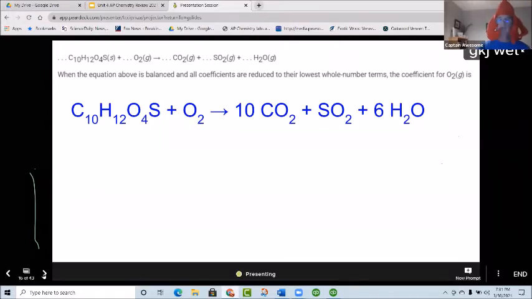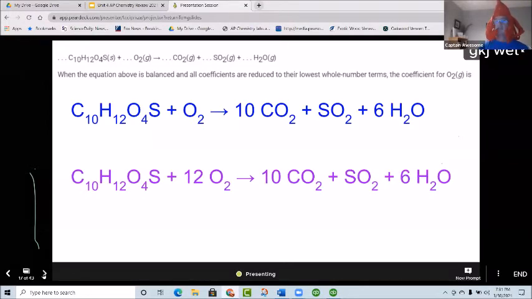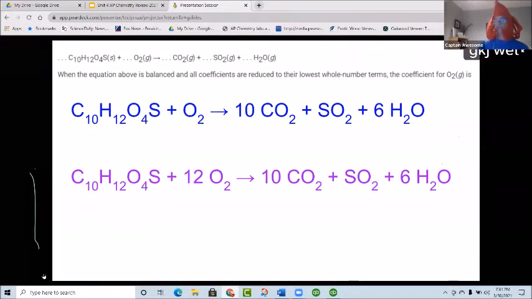And then I would just total up how many oxygens I have on the right-hand side. There's 20 total in the carbon dioxide. There's 2 in the SO2, so that's 22. And there's 6 in the water, so that's 28 total. There's 4 oxygens in the great big C10 molecule, which means I need to come up with 24 more oxygens. And that's how I decided to put that 12 in front of there.